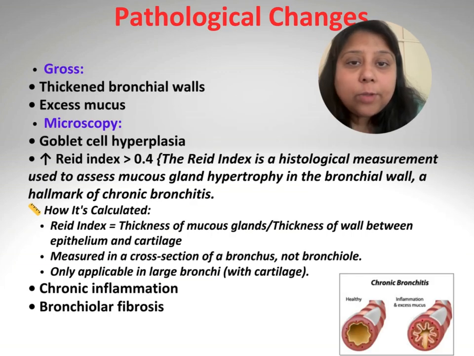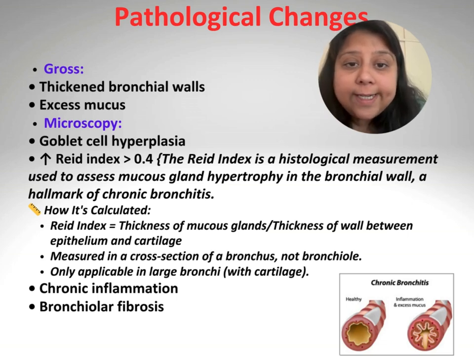Now, let's talk about pathological changes in chronic bronchitis. Well, grossly, the bronchial walls are thickened and there is excess mucus production. Microscopically, goblet cell hyperplasia is noted, chronic inflammation is noted, and bronchial fibrosis can be seen sometimes. There is an increase in the Reid index to more than 0.4.